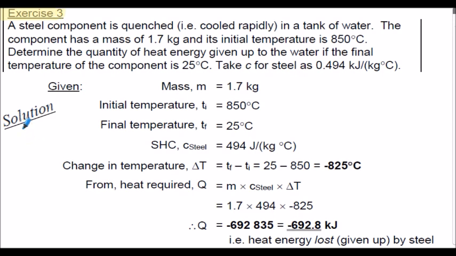Exercise 3, full solution. Again, I'll let you review this at your own pace, but just notice here when calculating the change in temperature, delta T, the formula is always TF, which in this case is 25 degrees, minus TI, in this case that's 850 degrees. So we have a negative change in temperature, because of course the steel component is being cooled in a tank of water. So when we calculate the value of Q, because we're using the negative delta T, the value of Q will actually be a negative value. And that essentially means heat energy lost or given up by the steel.